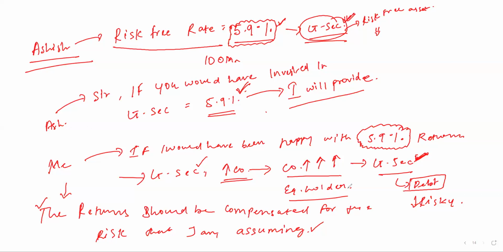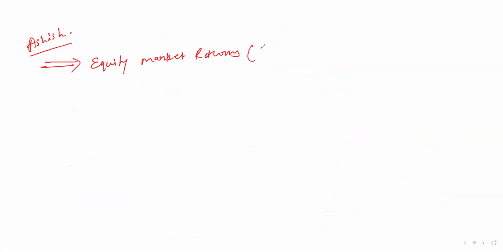So what you said, Ashish said, okay, sir, I got your point, and I completely agree with you. Ashish says, what is equity market giving you? What is equity market returns? That is, what is return from the market? I said returns from the market is 14%. Let's say it's 14%. Ashish told, sir, I agreed to give you 5.9% return.